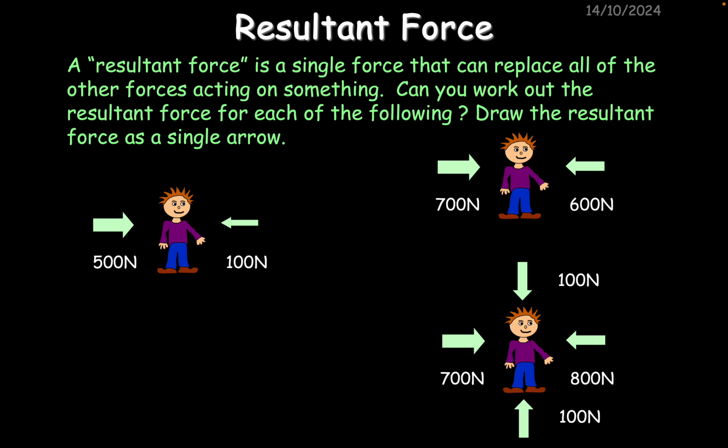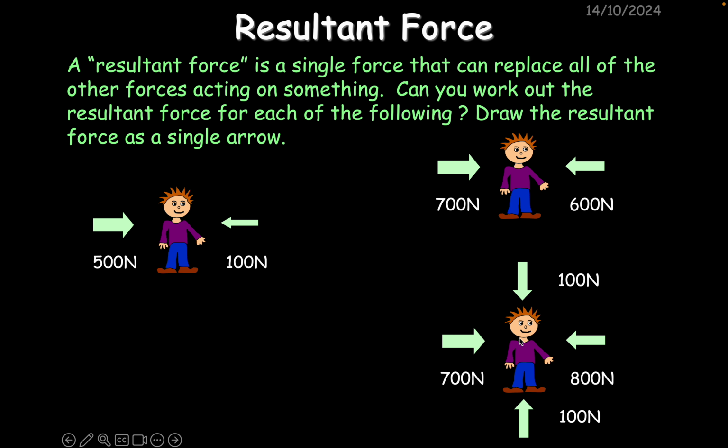The person on the left here has 500 newtons pushing to the right and 100 newtons pushing to the left, so the resultant force will be 500 minus 100 to the right, so it'll be 400 newtons to the right. In this case, it's 700 newtons to the right and 600 newtons to the left, so the resultant arrow should be 100 newtons to the right.